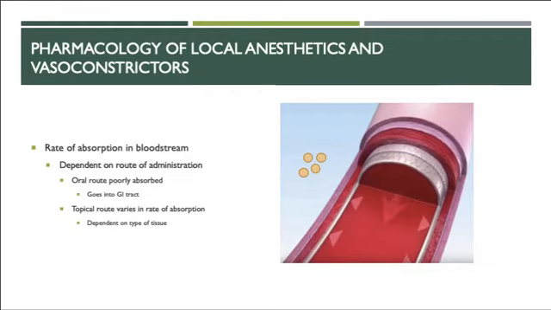Now, the rates at which the local anesthetic is absorbed into the bloodstream and reaches its peak blood level vary according to the route of administration. The oral route is poorly absorbed except for cocaine. All local anesthetics are absorbed poorly, if at all, from the GI tract.